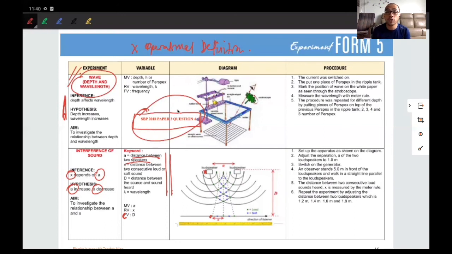Okay, and you don't have to answer both. You only answer one, either Form 4 or Form 5. Okay, so yeah, let's work towards that.